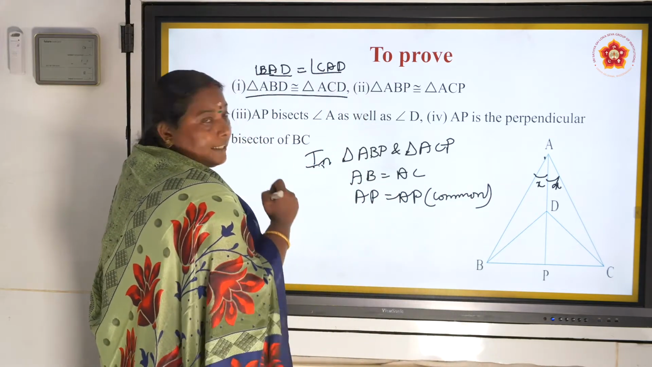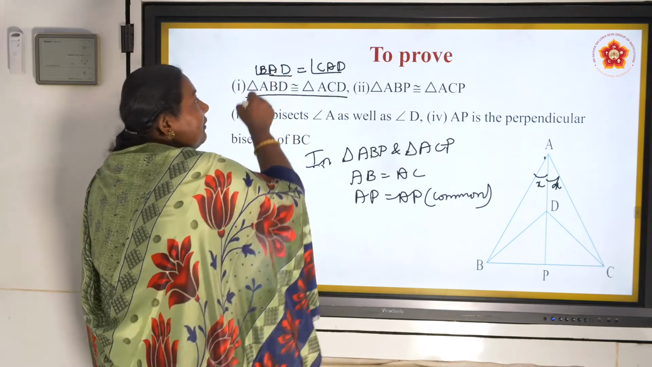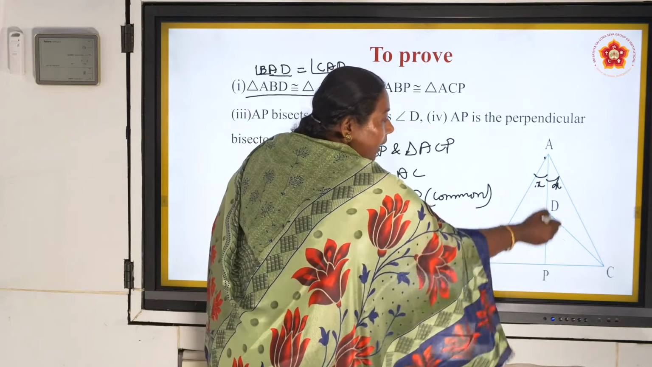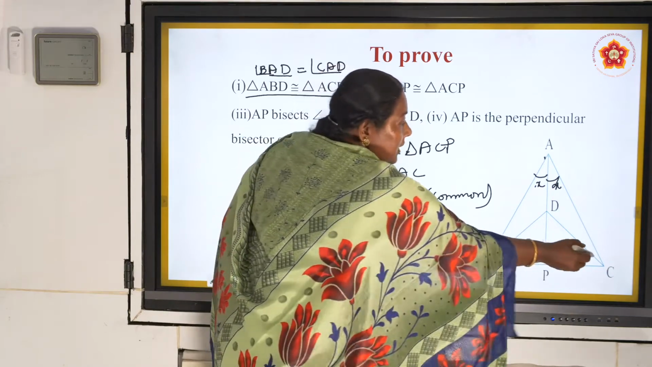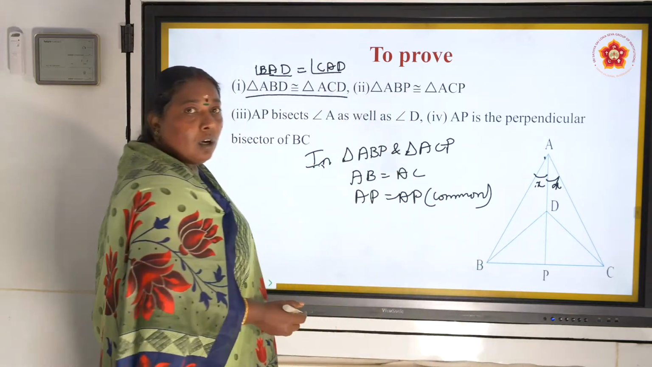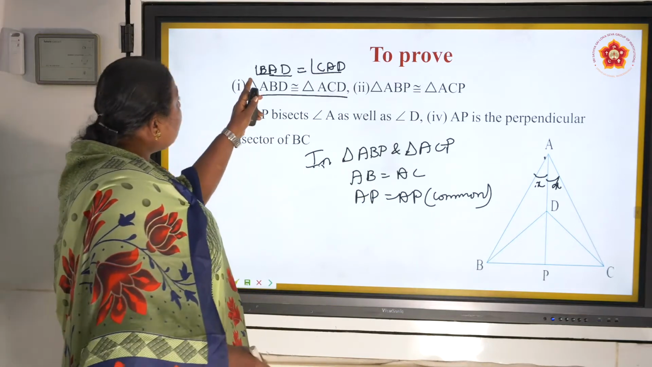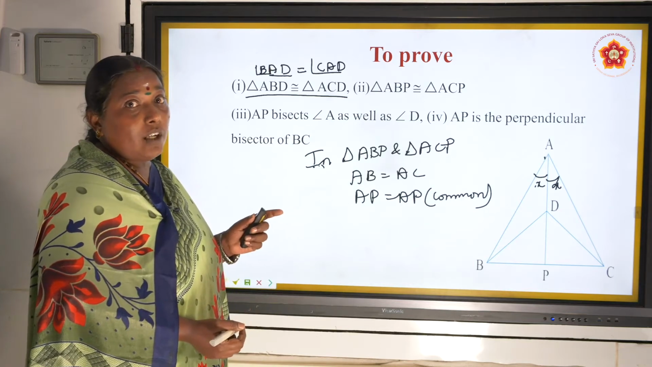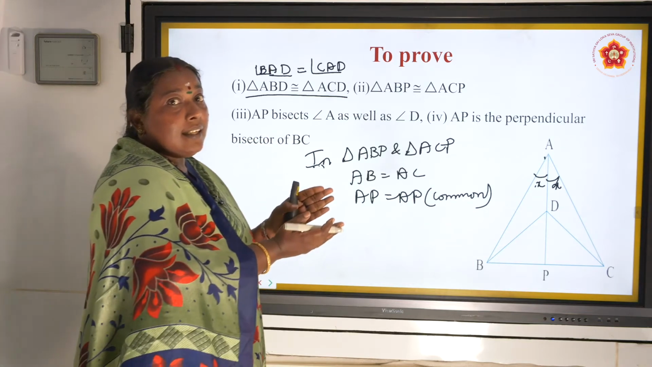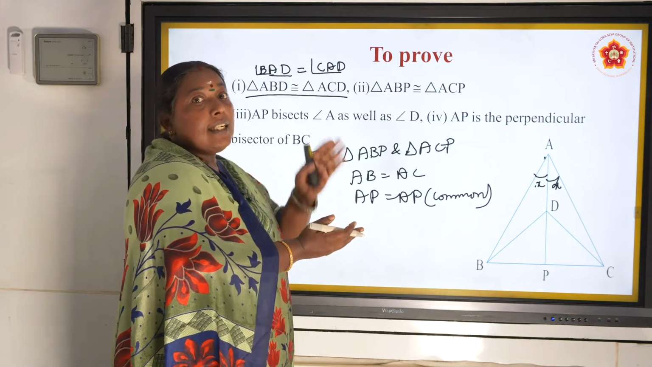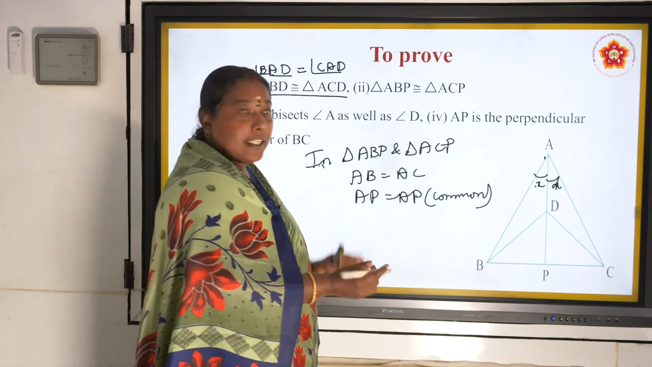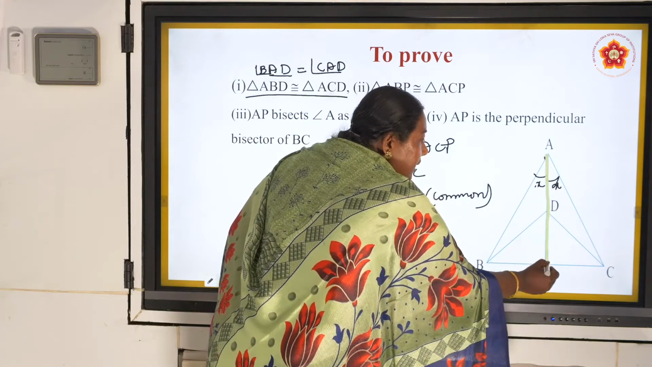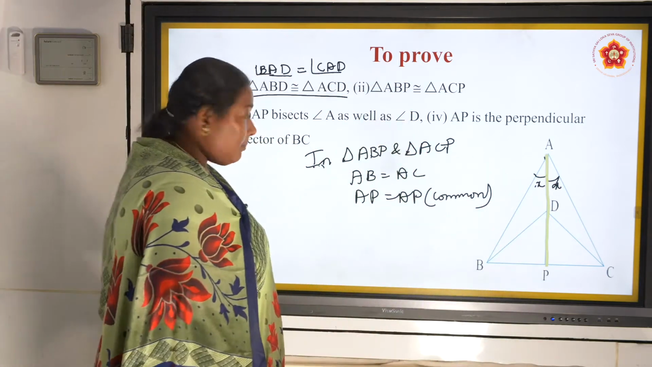Right. Next, in the previous proof, what have I proved? Angle BAP is equal to angle CAP. How? Here you have written BAD and you are telling BAP. In the previous session, what did we say? The angle never depends upon the length of the arm. Correct? The angle never depends on the length of the arm.